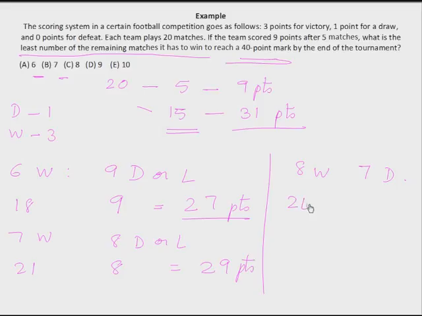8 wins would give me 24 points, plus 7 draws would give me 7 points. That's 31 points, and we are done, because we need 31 more points. So the least number of wins is 8. The answer is C. Note that I used the answers and I started with the least answer because they want the least number. So starting with 10 would not help because it could still be possible to get a smaller number.